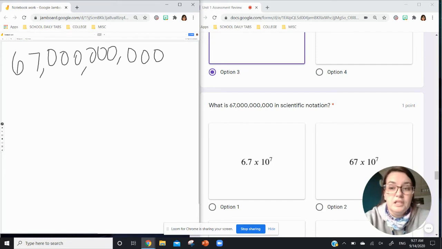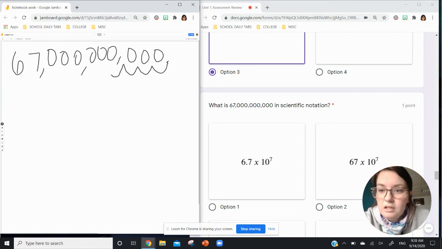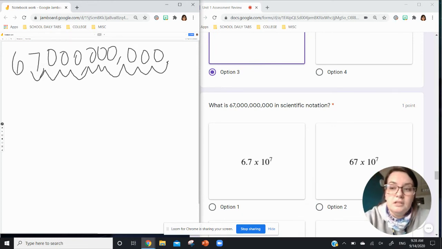Okay, so this one, I know my zeros look kind of weird. This is a whole number, so my decimal is actually all the way on the end there. So I need to move my decimal to the left to make the first number between 1 and 10. So if I do that, 2, 3, 4, 5, 6, 7, 8, 9, 10. I had to move it 10 times to get it between the 6 and the 7.